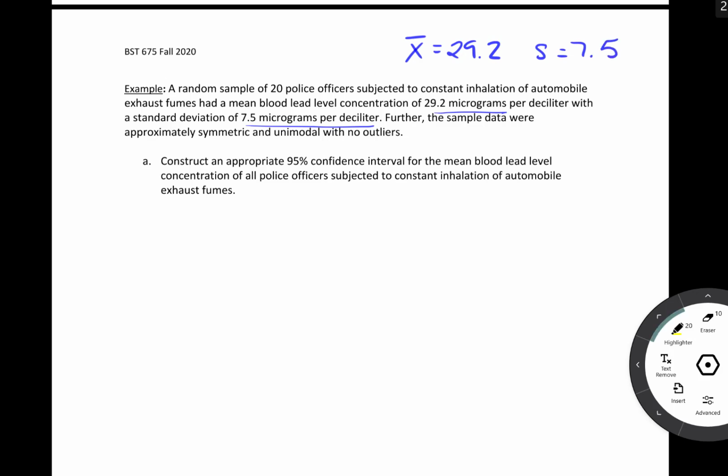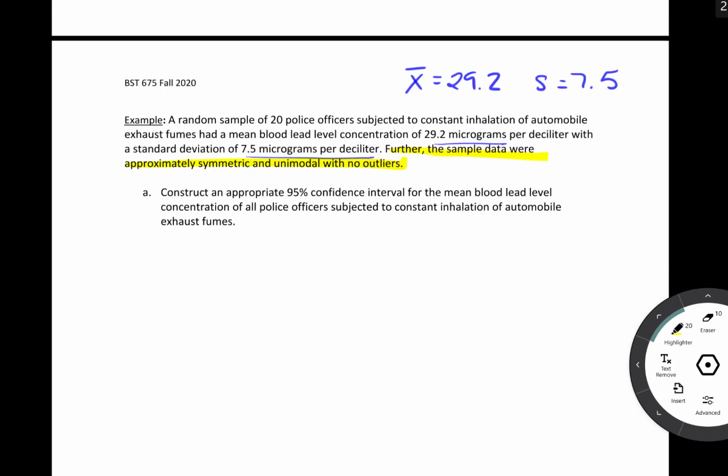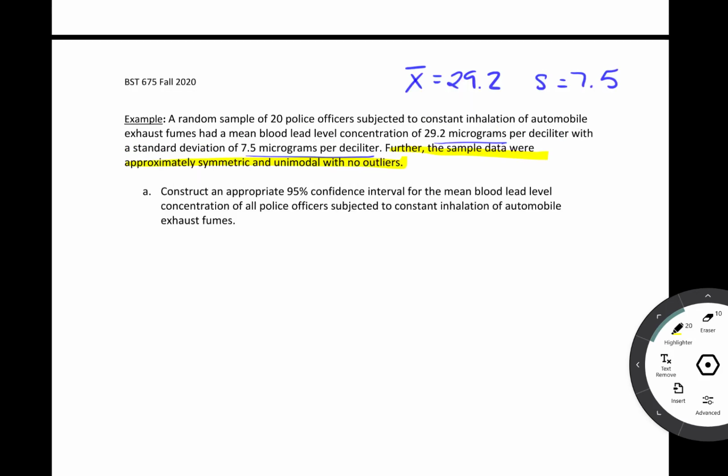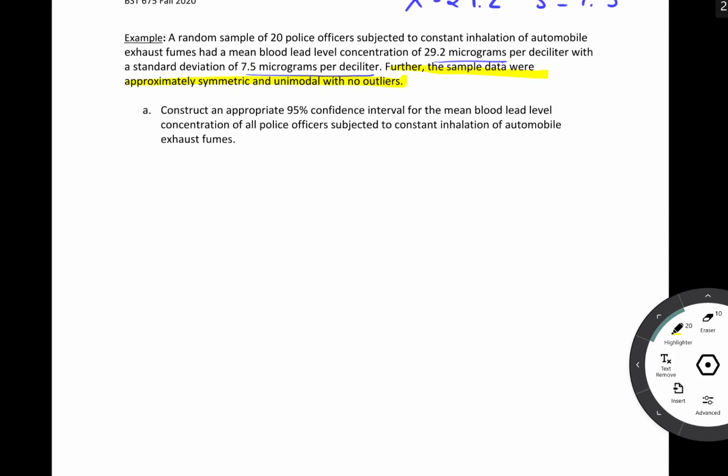The other important information is that we're willing to make the assumption that the sample data is approximately symmetric and unimodal with no outliers. So if our sample data looks like this, really what we're doing is making an assumption about the population, and we're saying that the population is probably normally distributed. So the first thing we're going to do is construct an appropriate 95% confidence interval for the mean lead level concentration of all police officers subjected to constant inhalation of automobile exhaust fumes.